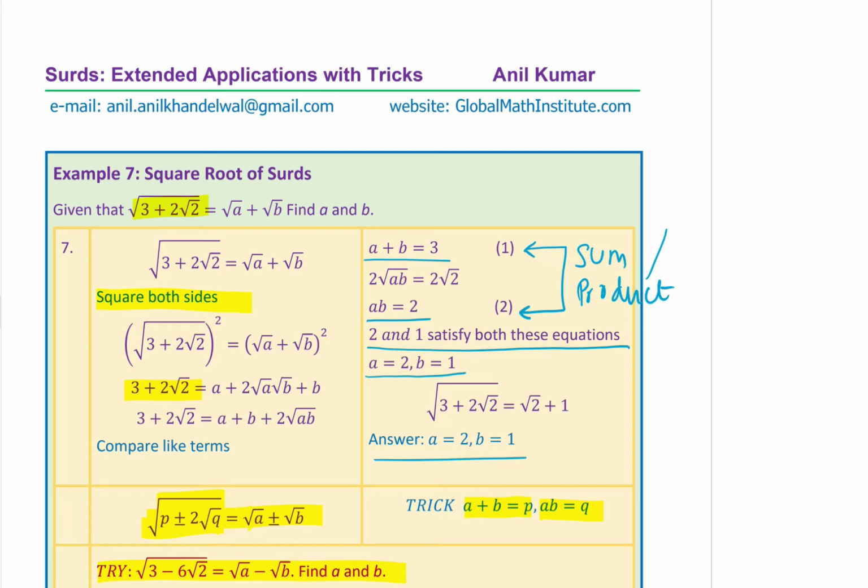Square root of 3 minus 6 square root 2 equals square root a minus square root b. Find the value of a and b.